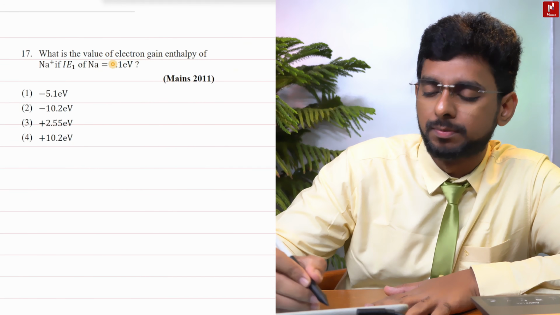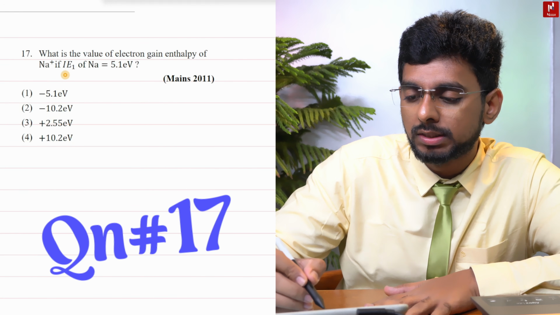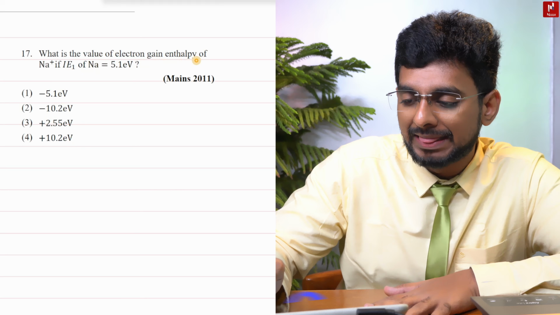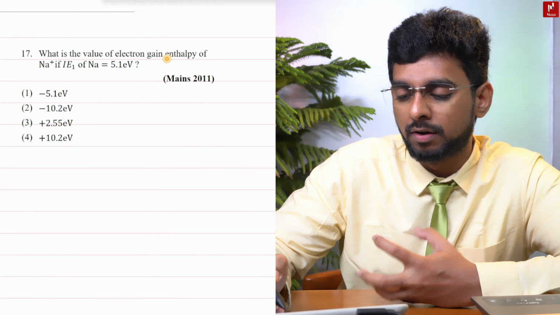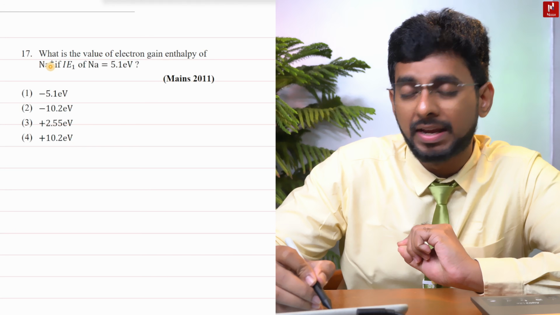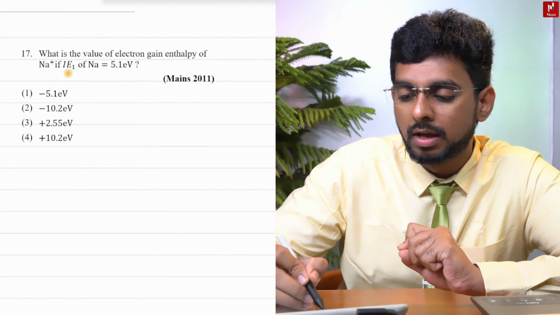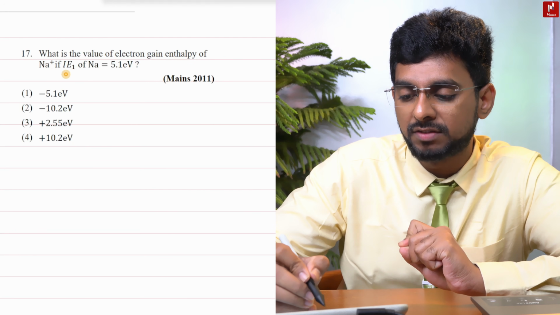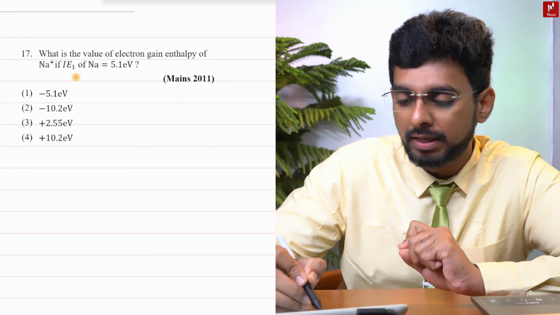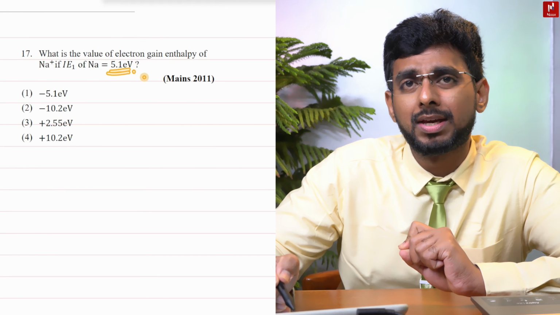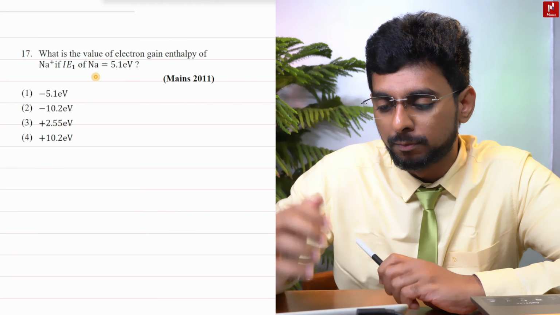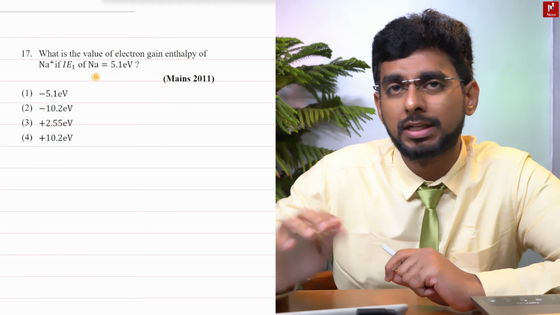This question is also a simple one. Let me read it. What is the value of electron gain enthalpy of Na+? So they are asking us to get the value of electron gain enthalpy of the Na+ ion. If IE1, which means first ionization enthalpy of Na, equals 5.1 electron volt. So here I've told you, if I have to remove an electron from an atom, I just need to give the work, right?